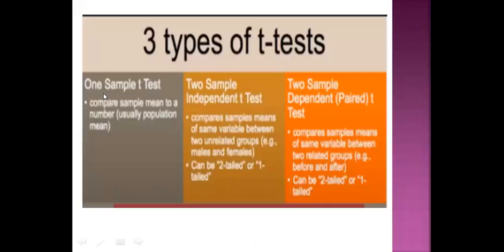The t-test is further divided into three types. One sample t-test, in which we compare one mean to the population mean. Two sample independent t-test, in which we compare sample means of the same variable between two unrelated groups. It can be one tail or two tail. Two sample dependent paired t-test, in which we compare sample means of the same variable between two related groups, before and after. It can also be two tailed or one tail. Today I will only focus on the one sample t-test and z-test, and the other types will be presented in the next presentation.